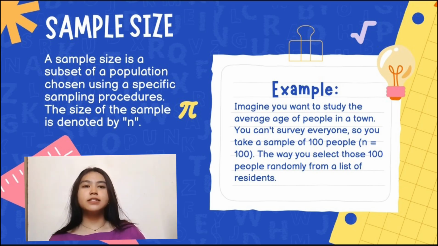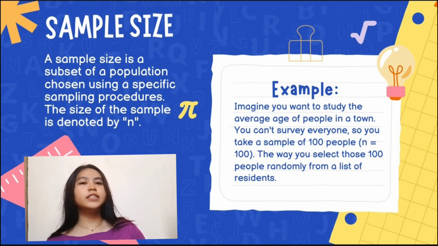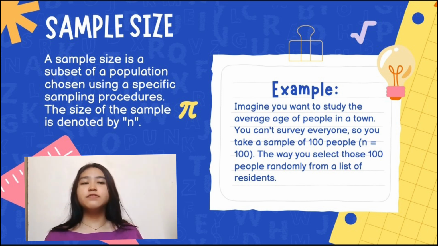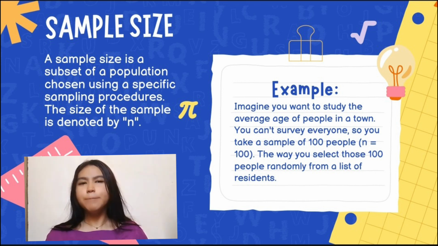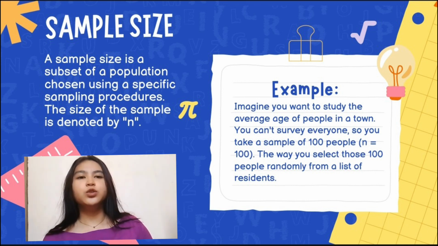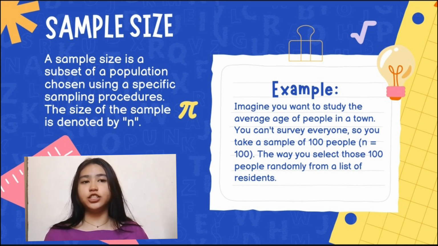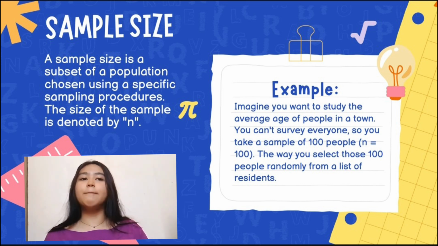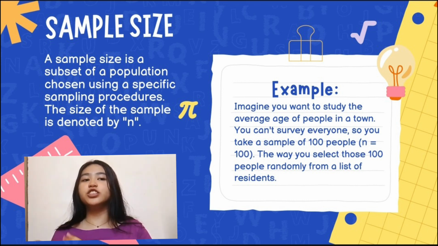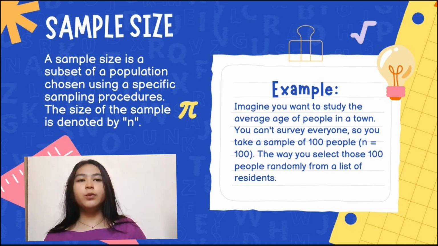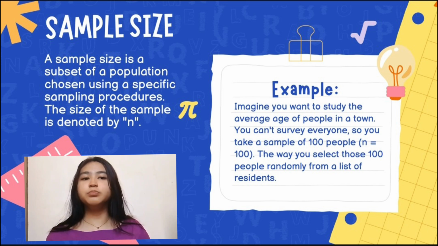A sample size is a subset of a population chosen using specific sampling procedures. The size of the sample is denoted by lowercase letter n. Example, imagine you want to study the average age of people in a town. You can't survey everyone, so you take a sample of 100 people. So the sample size is the 100 people you selected from the population. The way you selected those 100 people was randomly from a list of residents.